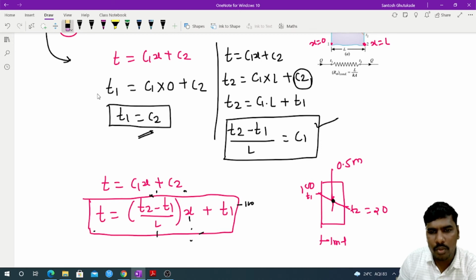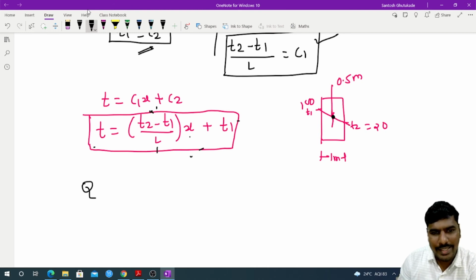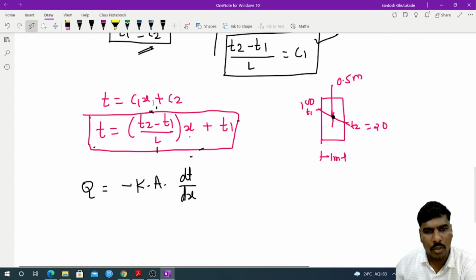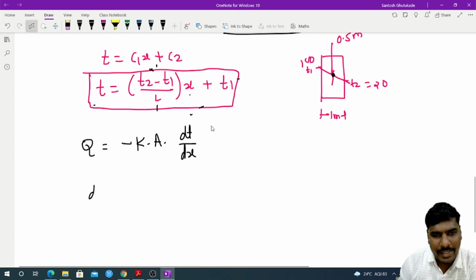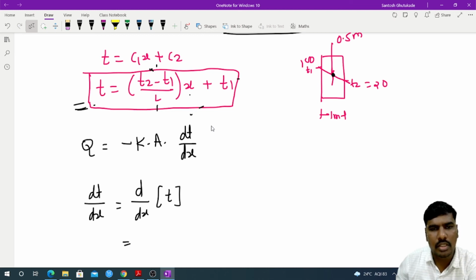Now we have to find out the equation for heat transfer rate Q. Again we have to solve further for finding out the heat transfer rate Q. So this is the temperature distribution equation. Now we will solve for Q. From Fourier's law, Q is equal to minus KA dT by dx. Now we have to solve first dT by dx, or we can write that as d by dx of T. The equation for T is the temperature distribution equation.